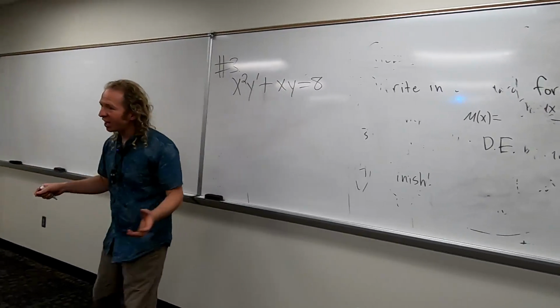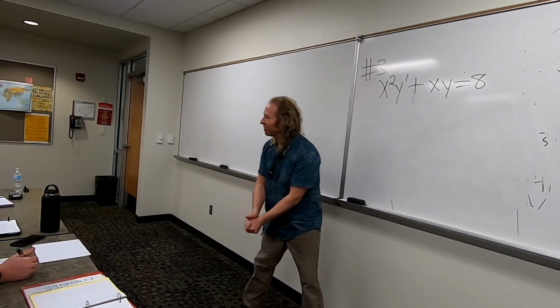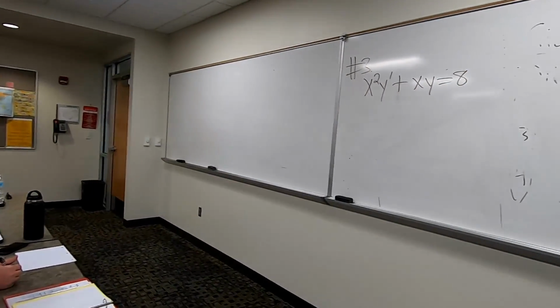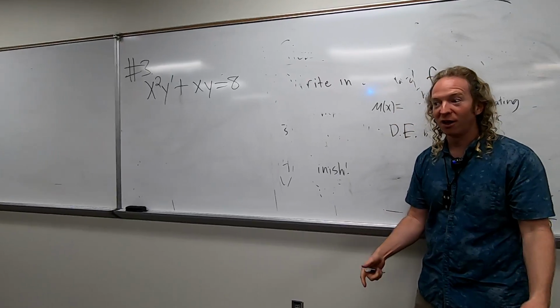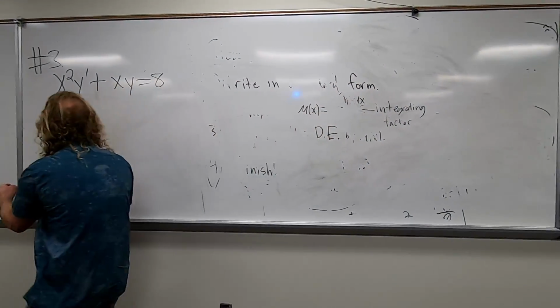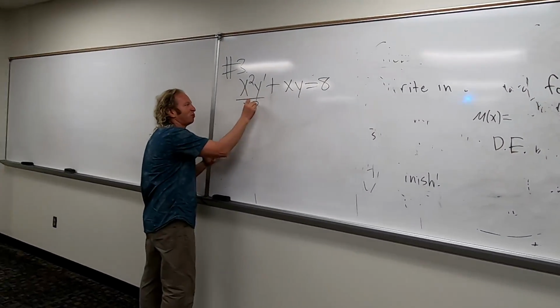So first step is we have to write this in standard form. So what should we do first? Get rid of that x squared. Good, yes, get rid of the x squared. So first step, you do this.